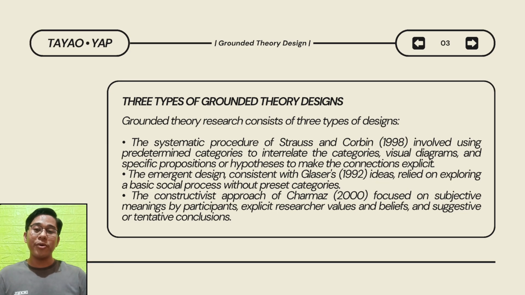The second type, championed by Glaser, 1992, is an emergent design. Here, the focus is on exploring a fundamental social process without relying on predefined categories. This allows the research to be more inductive and open to discovery. The third type is the constructivist approach developed by Charmaz, 2000. This approach emphasizes the subjective meanings participants assign to events, the researchers' own values and beliefs, and the generation of suggestive or tentative conclusions, acknowledging the constructed nature of knowledge.